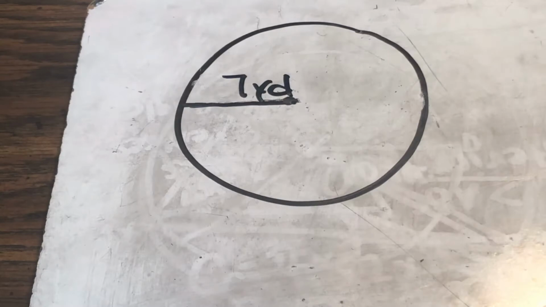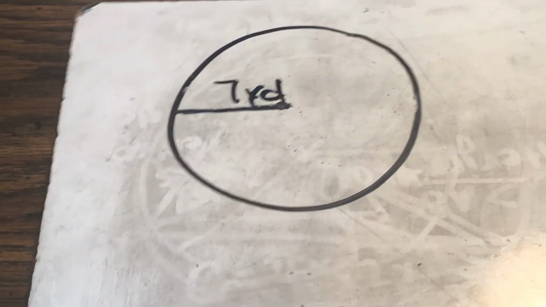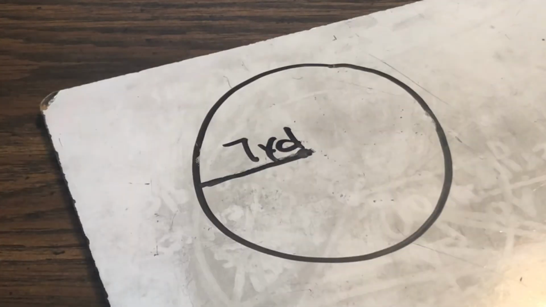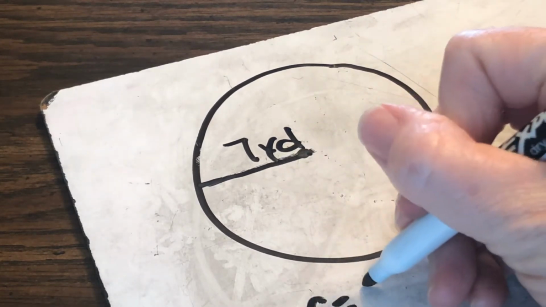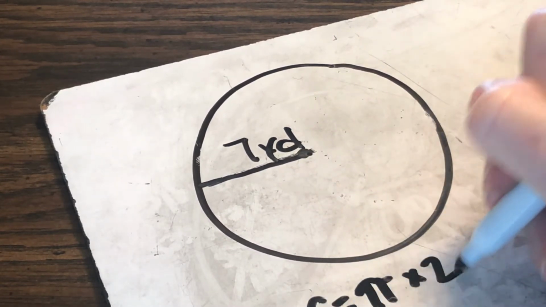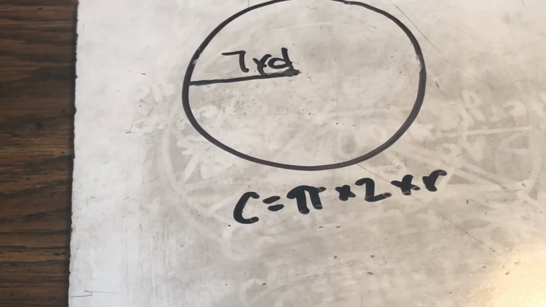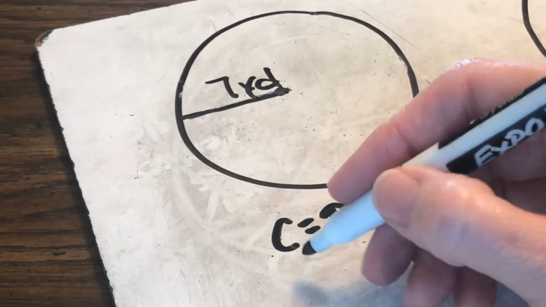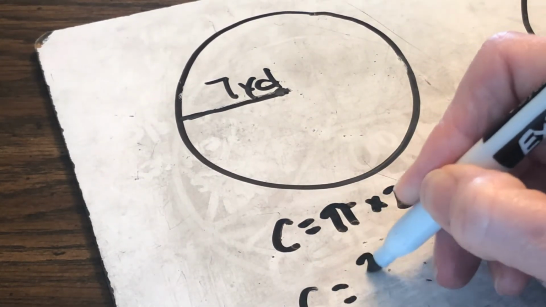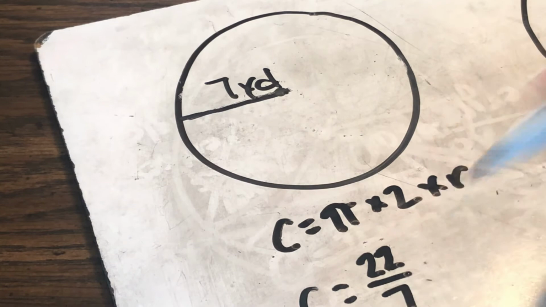I'll do 2 of these so you can see what we're doing here. Let's take a look at the first one. Same thing. I see that I have the radius, so I'm going to use the radius formula. I'm going to go ahead and write that radius formula: C equals pi times 2 times r. If we have the radius, that's the formula. This time, I'm going to use 22/7 instead of 3.14.